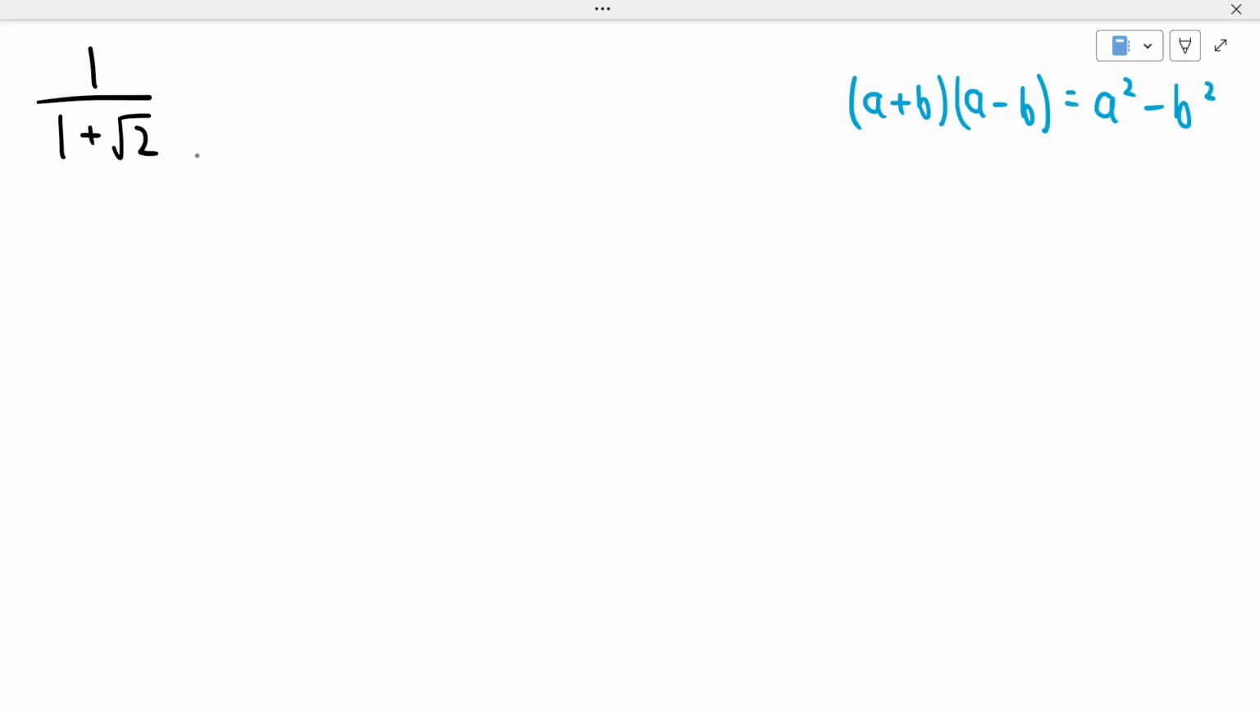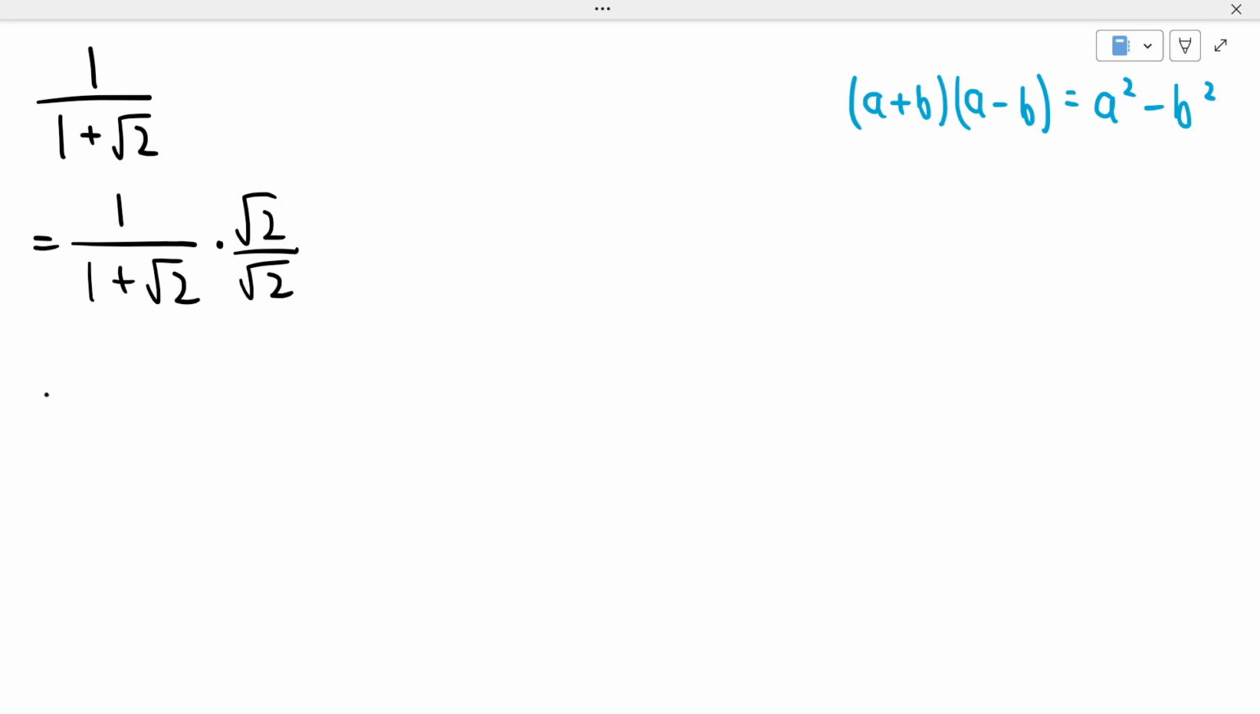Usually, we just multiply both the numerator and denominator of the expression by the square root. But this wouldn't work in this case, because the denominator has two terms. So let's say we tried to multiply both the numerator and denominator by the square root of 2, which is the square root in the denominator. So then this expression just becomes 1 over 1 plus the square root of 2 times square root of 2 over the square root of 2.